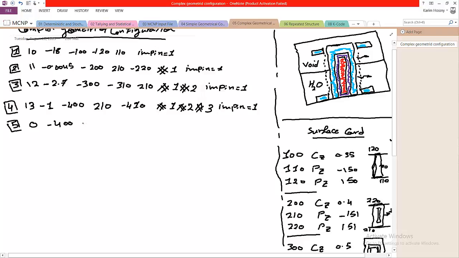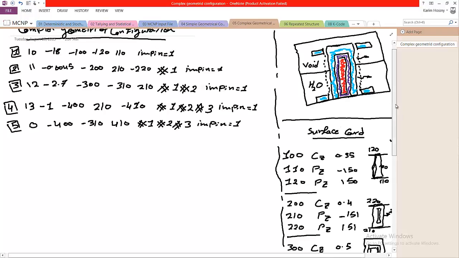Therefore, negative 400, negative 310, and in the positive direction of 410, excluding the cells 1, 2, and 3. Importance of neutron equals 1. Let's get to those 4 support plates.